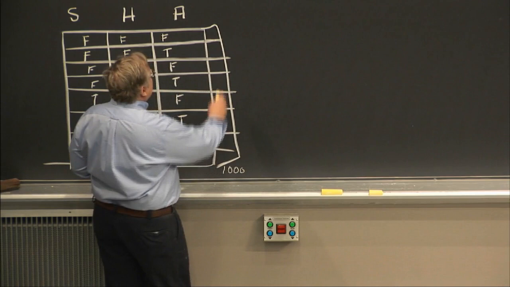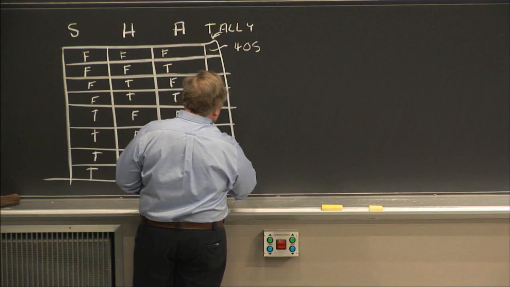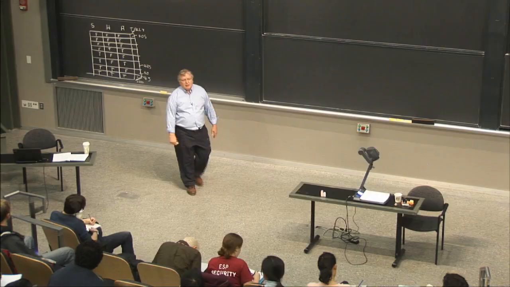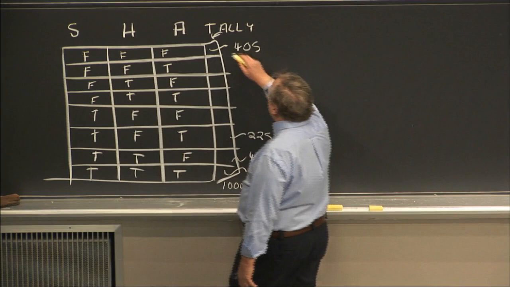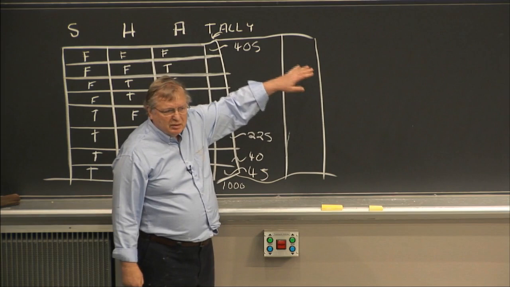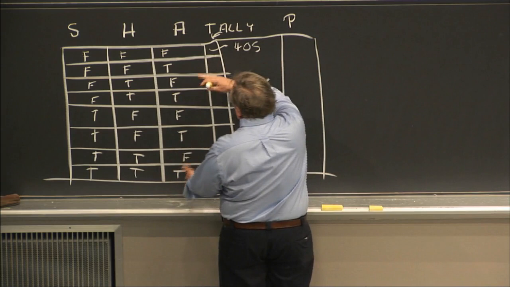In any case, I can keep a tally of how often I see these various combinations. So this one might be, for example, 405. This one might be 45. This one might be 225. This one might be 40, and so on. And so having done all of those measurements, kept track of all that data, then I can say, well, the probability that in any given time period one of these things occurs will just be the frequency, or the number of tallies divided by the total number of tallies. So that will be a number between 0 and 1. So that's the probability for each of these events. And it's readily calculated from my data.